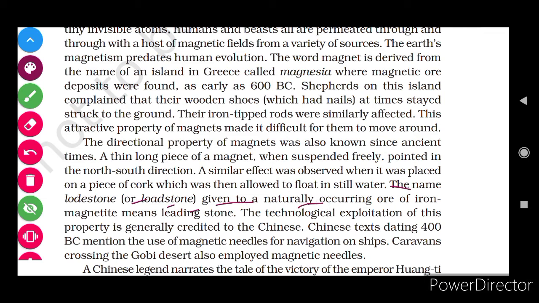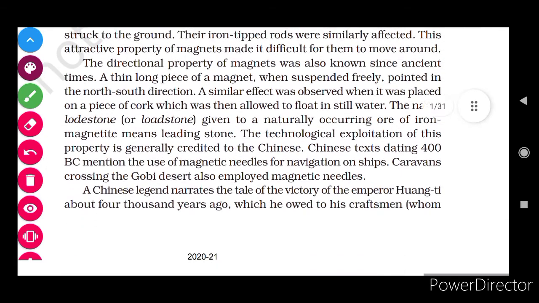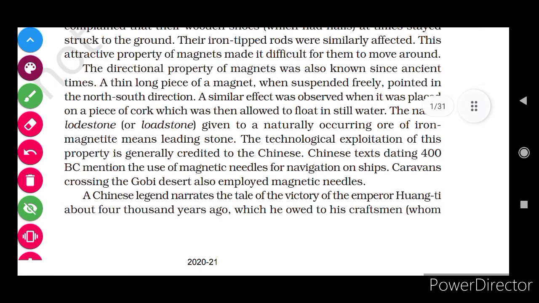The name lodestone, given to a naturally occurring ore of iron, magnetite, means leading stone. The technological exploitation of this property is generally credited to the Chinese. So where was this north-south direction property first found? It was the Chinese who discovered it. Chinese texts dating to 400 BC mention the use of magnetic needles for navigation on ships, to find direction.